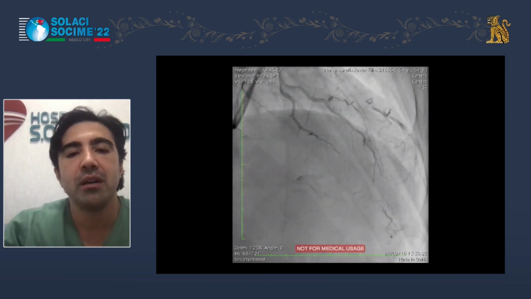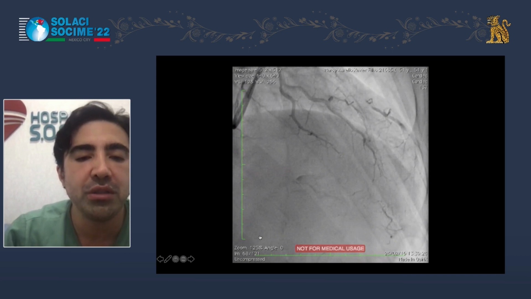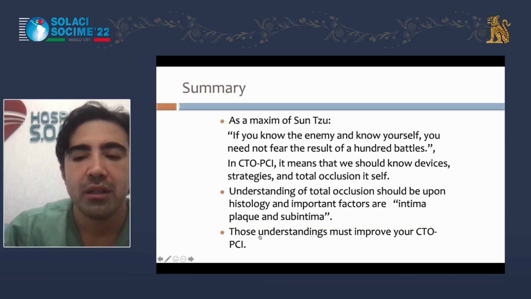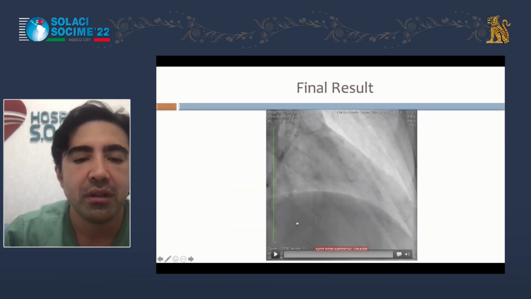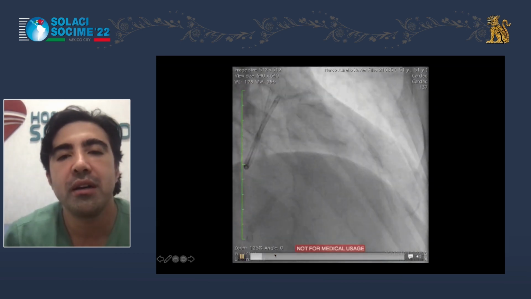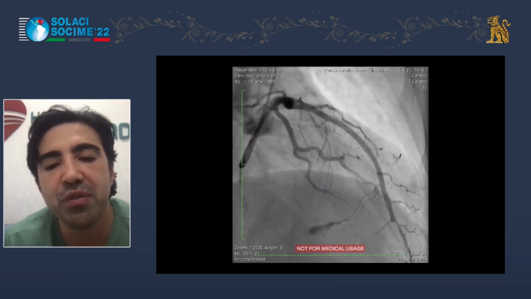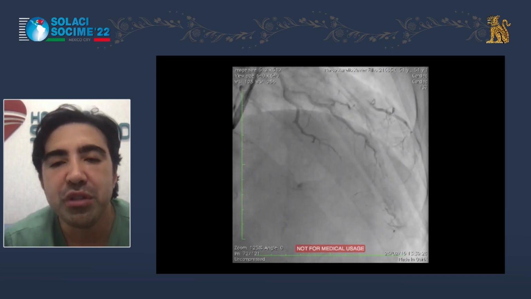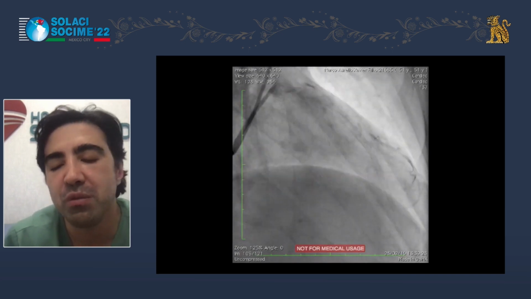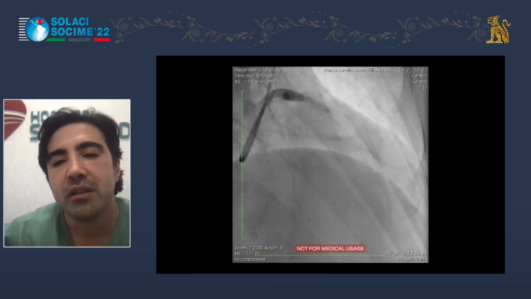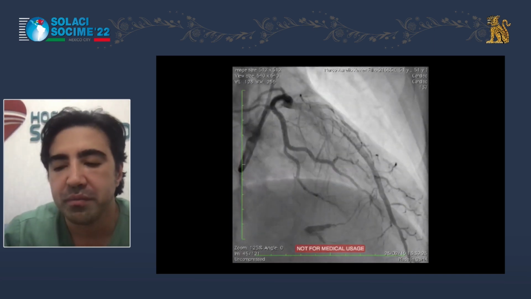We have here a perforation, but a perforation into the left ventricle. The patient went well, and it was a success in this case.